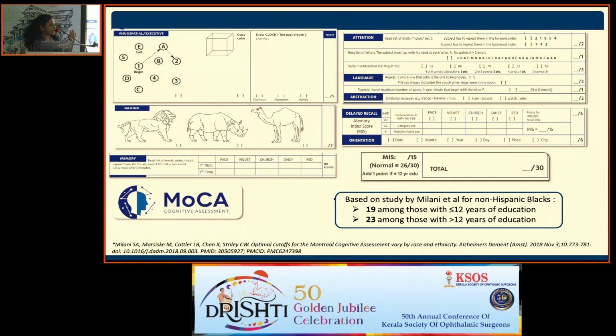These are the various domains tested in MoCA. It is printed on one side of an A4 size paper. A score of more than or equal to 26 is considered normal. However, these scores can vary according to race and ethnicity. So we took another study, based on Milani et al., and these cutoffs of 19 and 23 were also applied in our study.